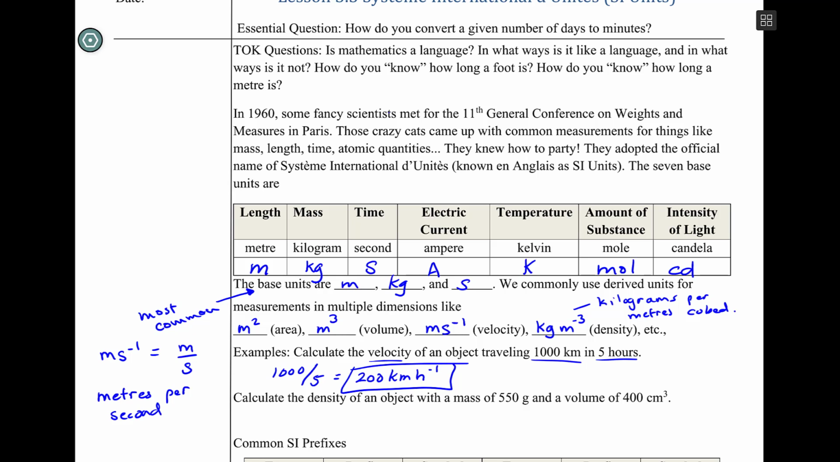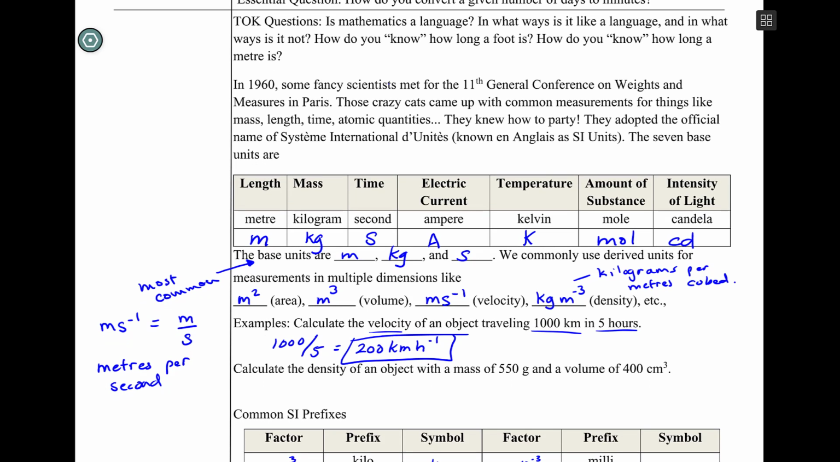Doing the same thing with density. Calculate the density of an object with a mass of 550 grams and a volume of 400 centimeters cubed. So density, we saw this in this example here of kilograms per meters cubed, but we can still write it as grams per meter cubed. The idea here is to recognize what has a positive exponent, and that's my mass. So I recognize here that I have 550 as a positive exponent, so it's going to be in a numerator.